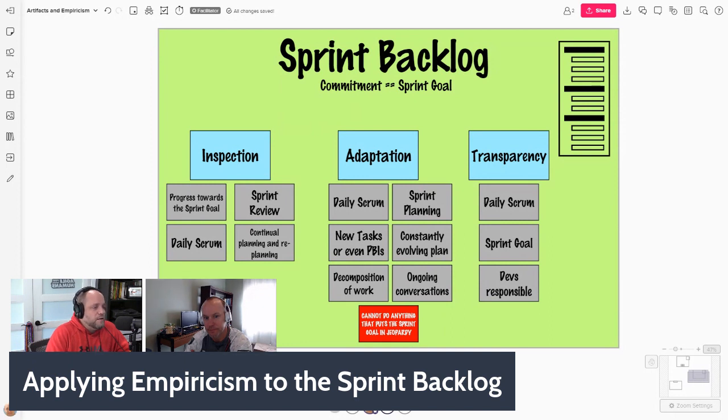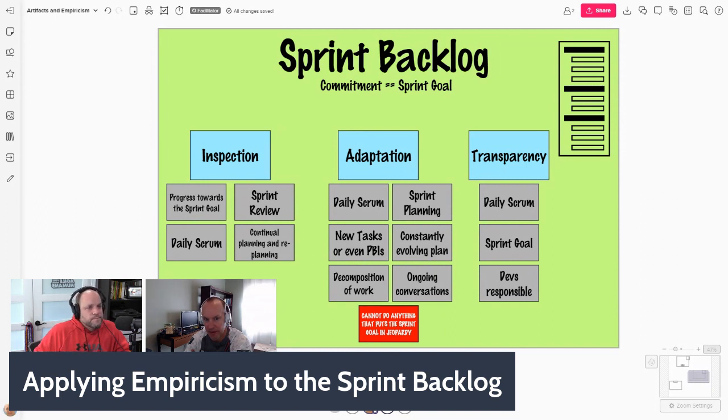By own, we mean it, right? No one else can pull work into the sprint backlog. No one else can remove work. Nobody's really pushing it in, right? There's no push. This is a pull system, and it's pulled by developers. And so, yeah, they are accountable. They're responsible for applying empiricism to the sprint backlog.